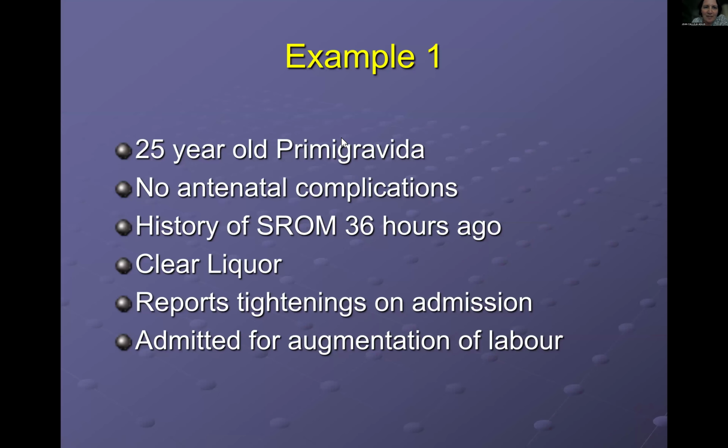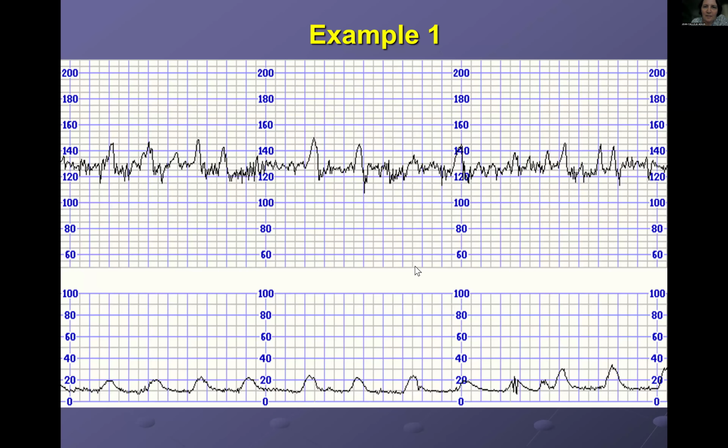And so the first case is a 25-year-old primip with no antenatal complications. She had a spontaneous rupture of membranes about 36 hours ago. It's clear liquor. She was having tightenings upon admission, and because she has had rupture of membranes for 36 hours, she's going to be augmented for labor, so we're going to start oxytocin, and this is her trace.